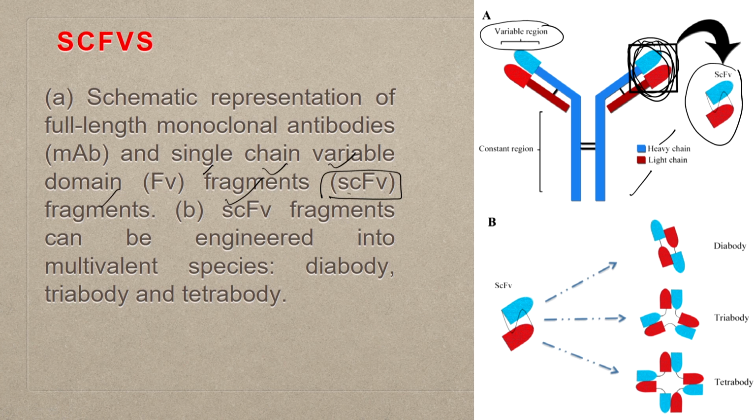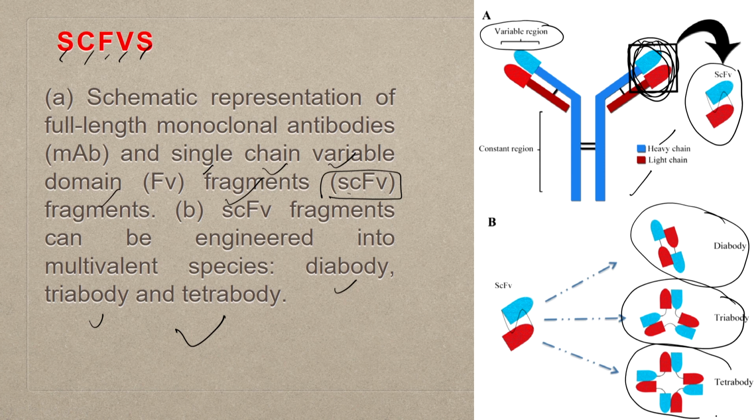Okay, single chain variable domain FV fragment, and can be engineered into a multivalent species, diabody, tribody or tetrabody. So, you have these are the diabodies, 2 of them, tribodies and tetrabodies where 4 of them. You could even have more of them in configuration, but these are the common configurations. So, do not think that these are the only configuration.